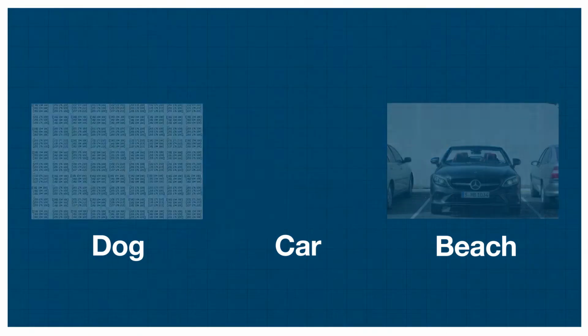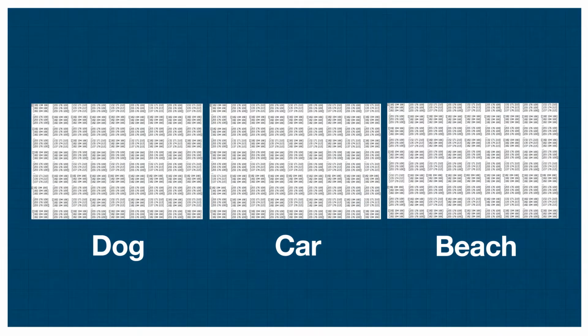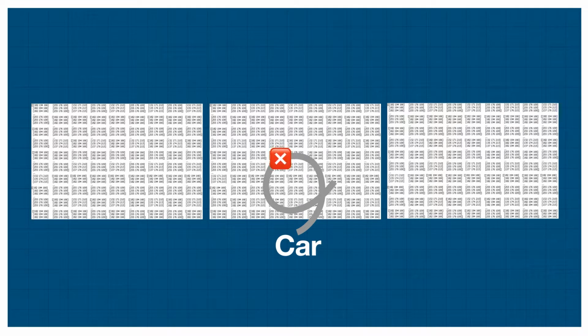But this is what the computer sees. Just a grid of pixel values for red, green, and blue. You need to just guess, and that's what the computer does at the start too. Maybe that bit's the car. You could do this thousands and thousands of times and never improve.